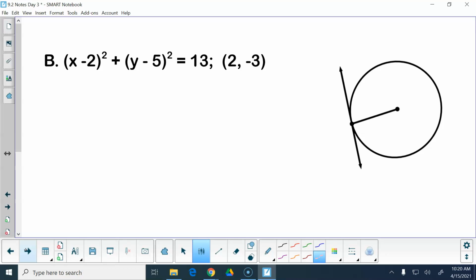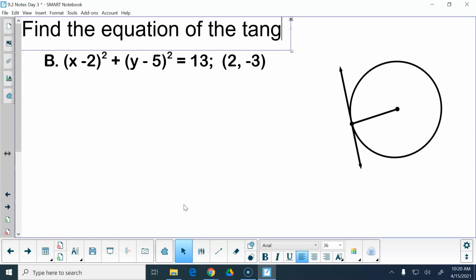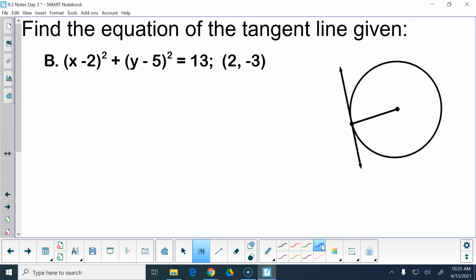You do that one. Find me the equation of the tangent line. Center is 2 comma 5. Point of tangency is at 2 comma negative 3. Okay?